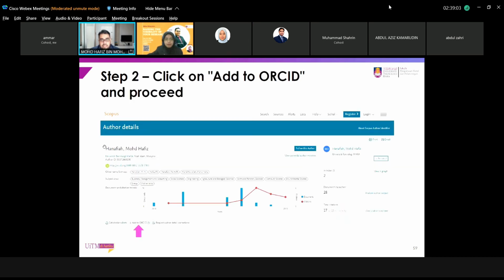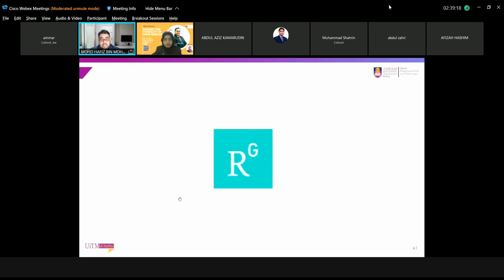Dan how kita boleh add our ORCID, kita link kan. Bila kita linkkan ORCID, automatic dalam Scopus pun dia keluar bahawa this information is currently being crawled by ORCID. Okay, and next is ResearchGate.